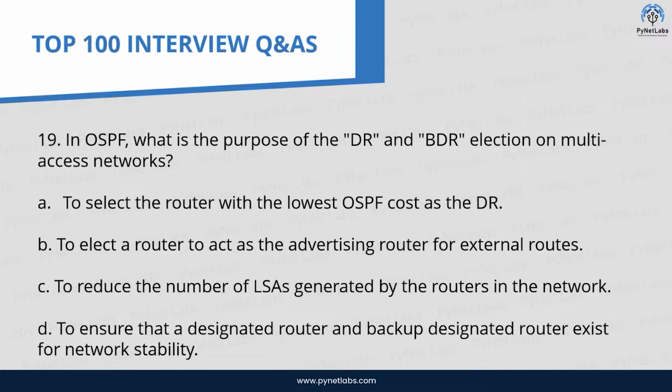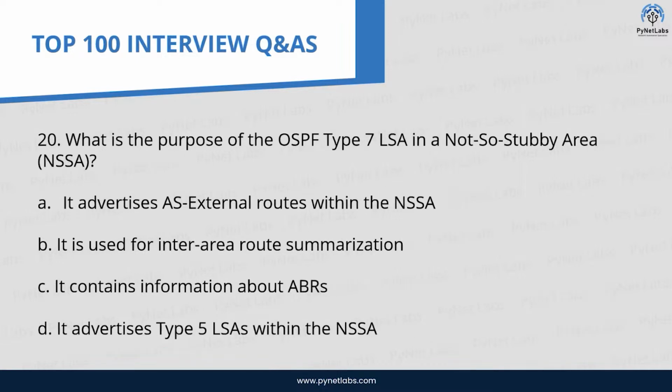And now, guys, we have the very last question. What's the purpose of OSPF type 7 LSA in a not so stubby area? It advertises AS external routes within NSSA, it is used for inter-area route summarization, it contains the information about ABR, and the last point says it advertises the type 5 LSAs within NSSA.